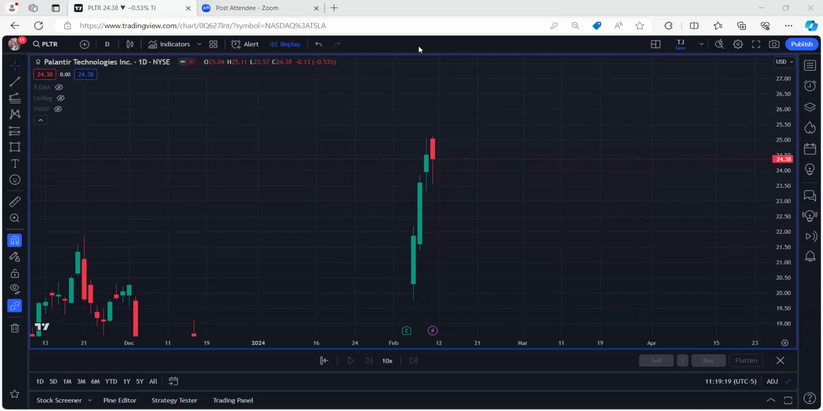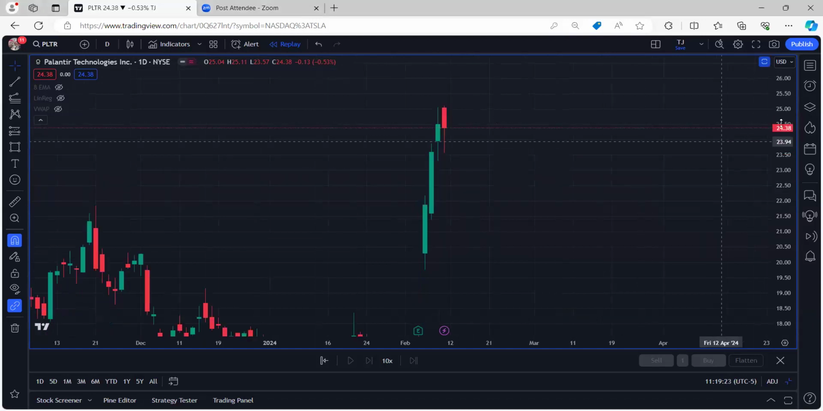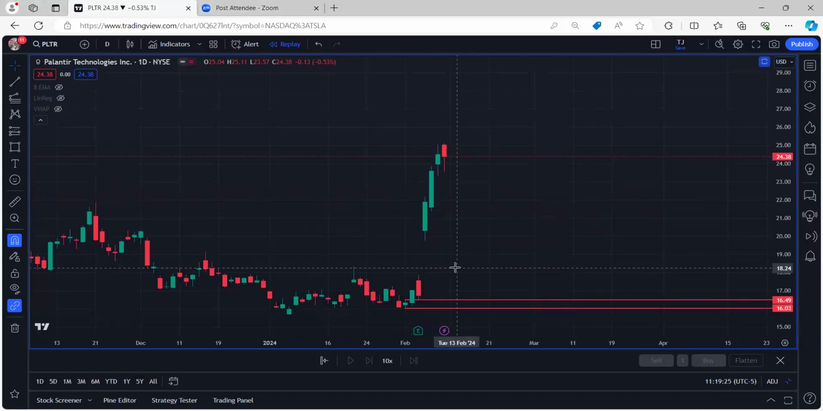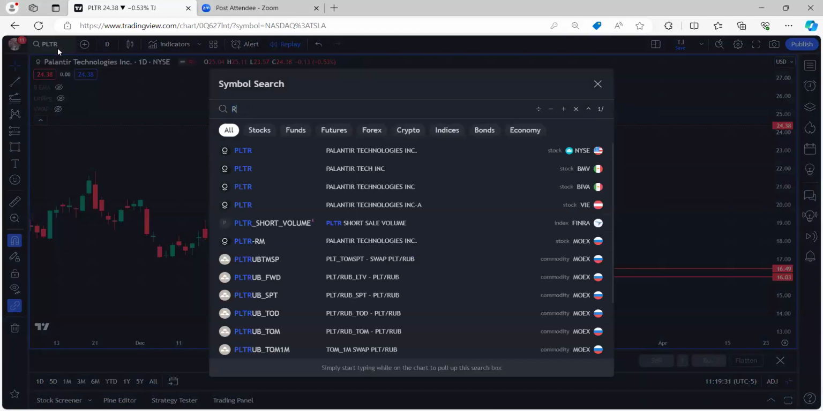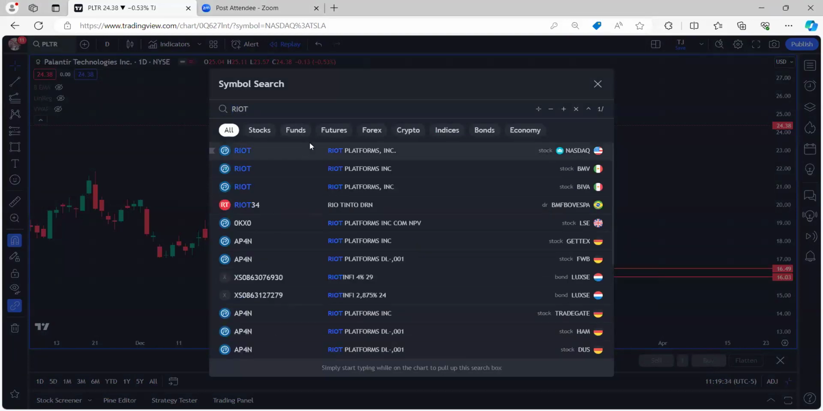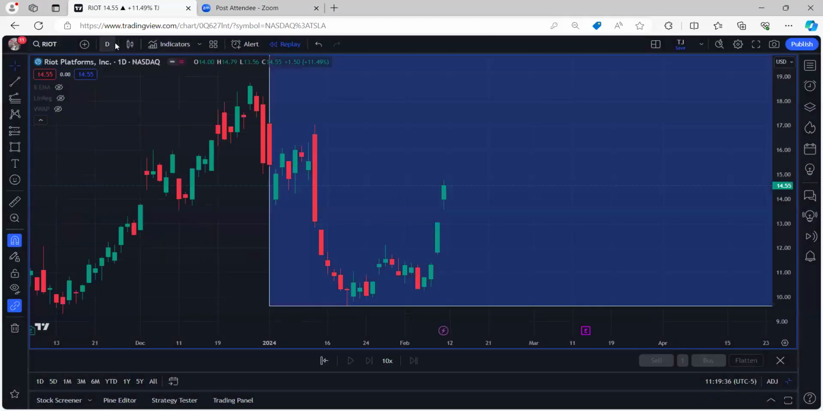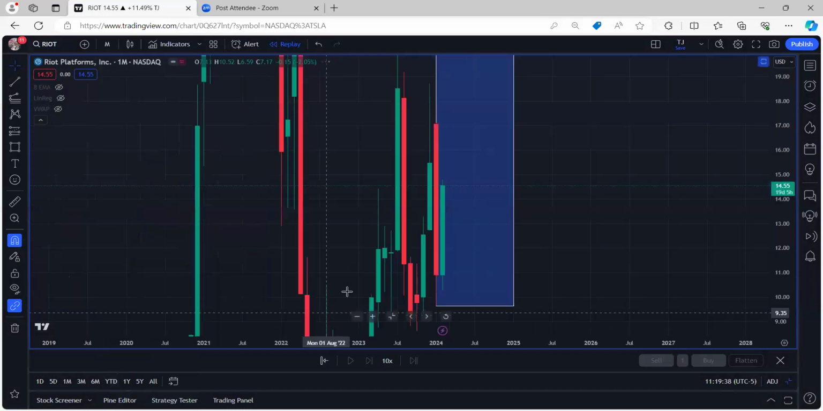I forget which day I gave that entry to Will, but he bought the shares at 1639. It was the same day that I was looking at Riot. Riot did the same exact thing, right? And I gave it to y'all on the monthly, same exact thing, right?